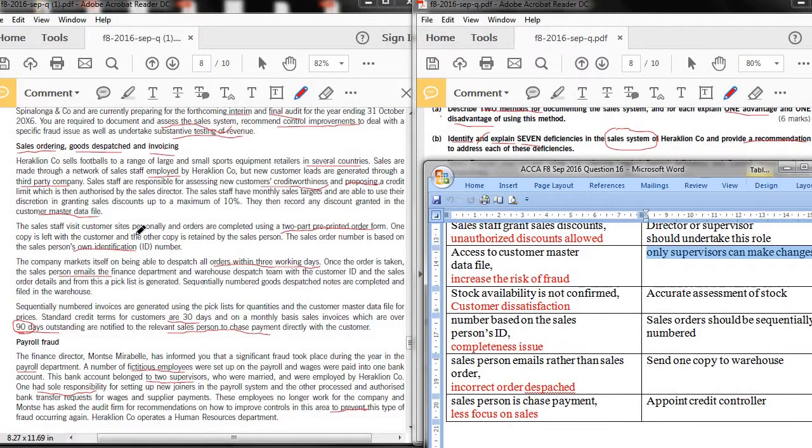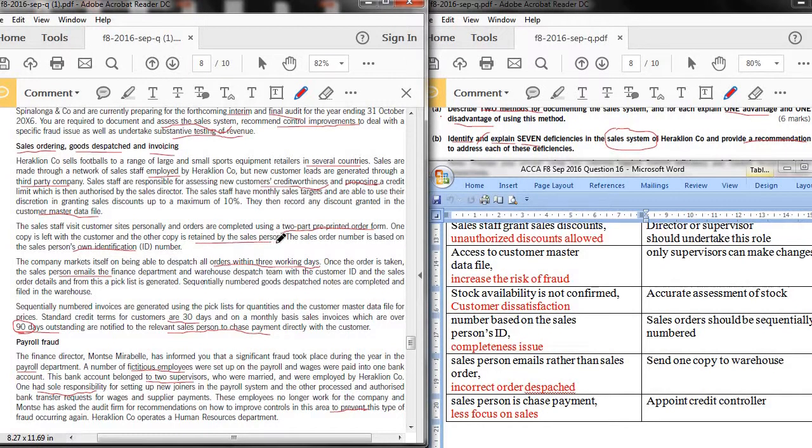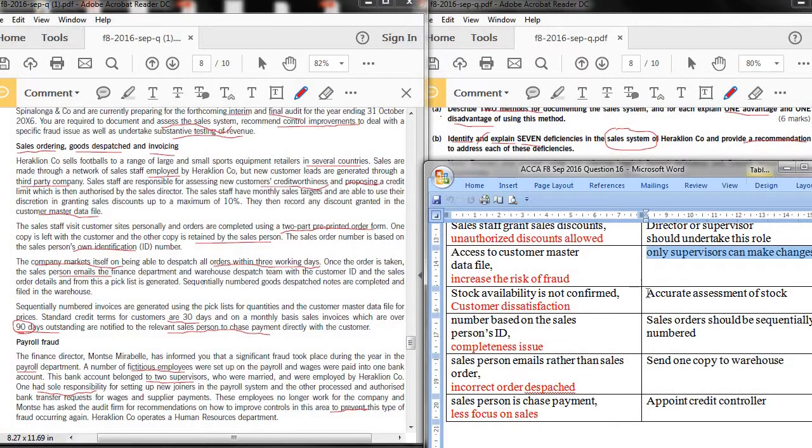Fourth one, as we already discussed, once the salesperson books the order, they are not taking confirmation from the company for the availability of the stock, and the company markets itself as able to dispatch the orders in 3 working days. So this can lead to customer dissatisfaction if the orders are not fulfilled. So the recommendation is that there should be an accurate assessment of stock before confirming any orders.